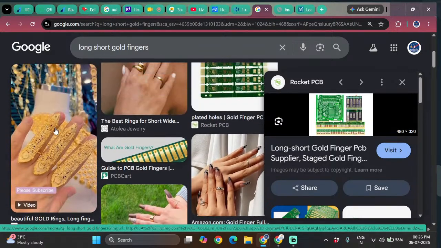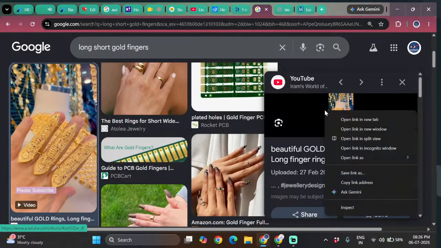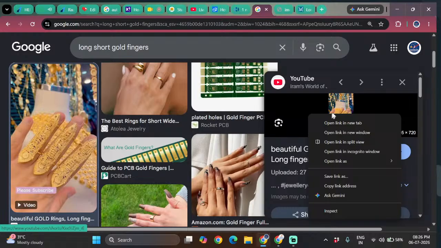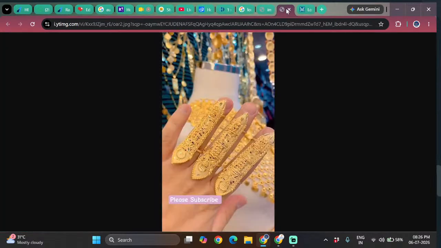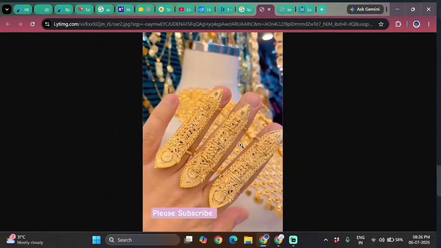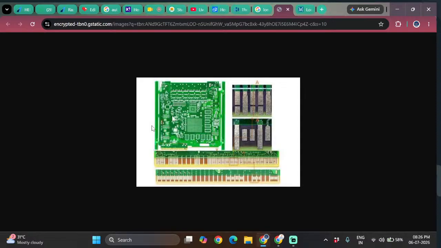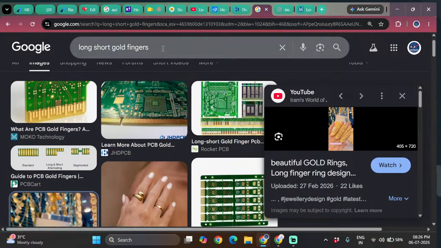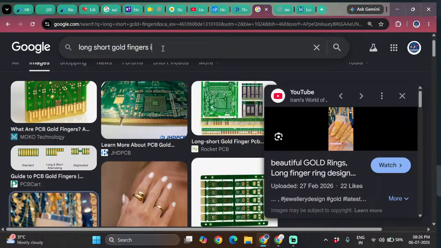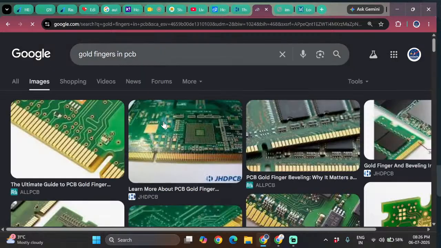Those who don't know about gold fingers think this is the gold finger, isn't it? That is not the gold finger. In PCB, that is not the gold finger. I think I need to specify PCB, or else I'll get different things. Gold fingers in PCB.